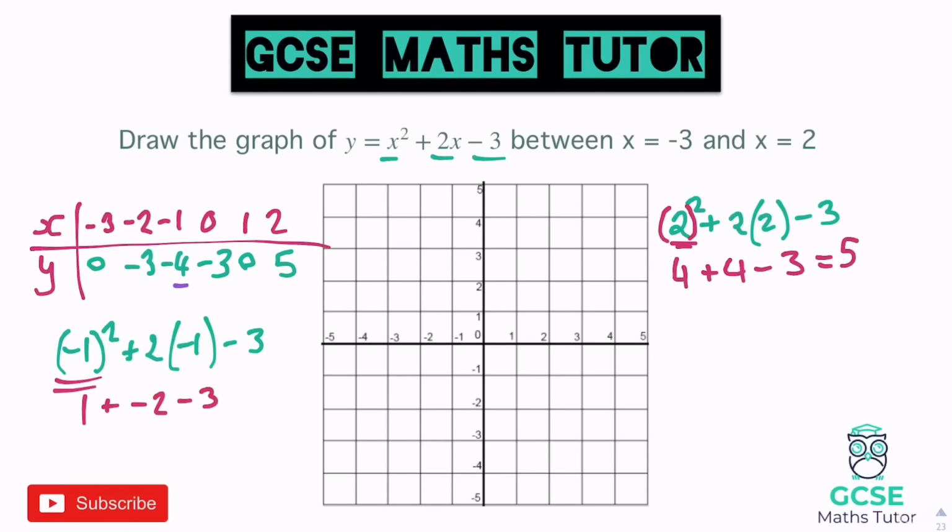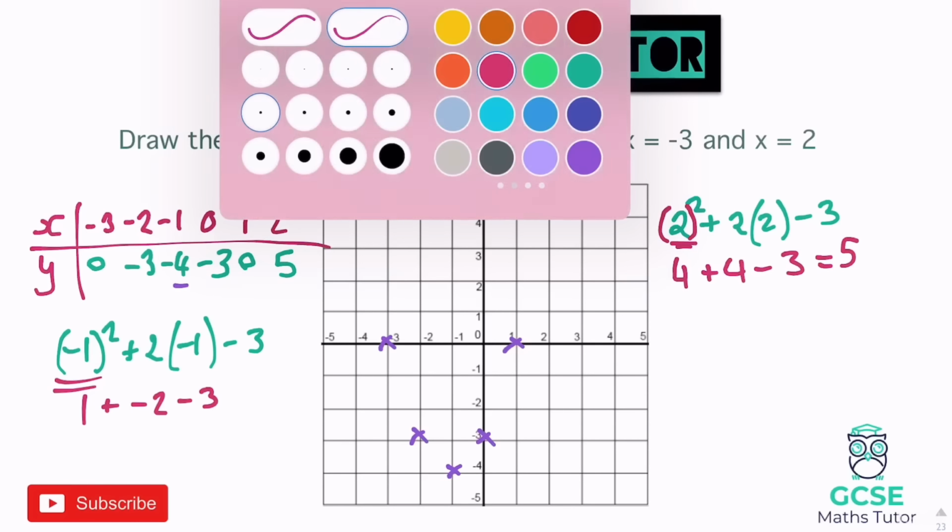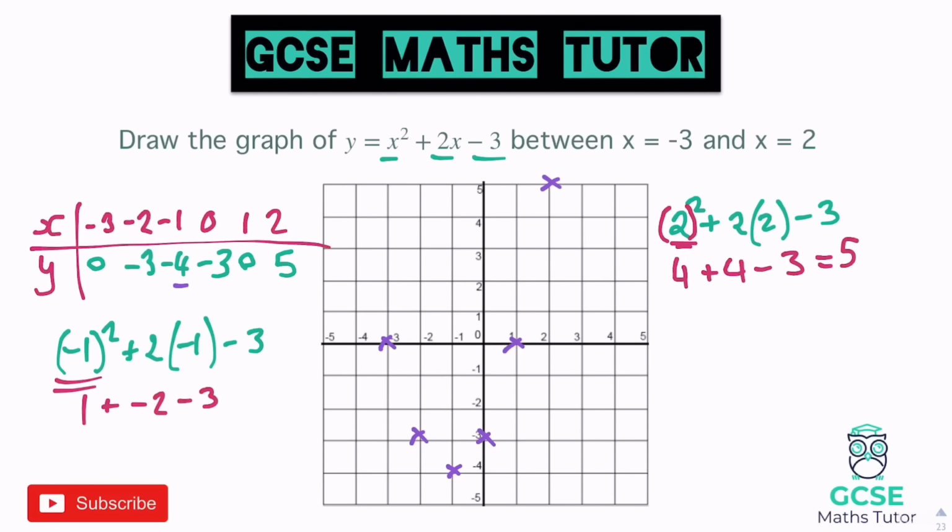So negative 3 to 0 is there, negative 2 to negative 3 is there, negative 1 to negative 4 is here, 0 to negative 3, 1 to 0, and 2 to 5, just all the way up there. There we go. So this forms a quadratic curve, a parabola, and we just need to draw that with a nice smooth curve as best you can, going through all the points, making a nice smooth curve. And there's our graph drawn.